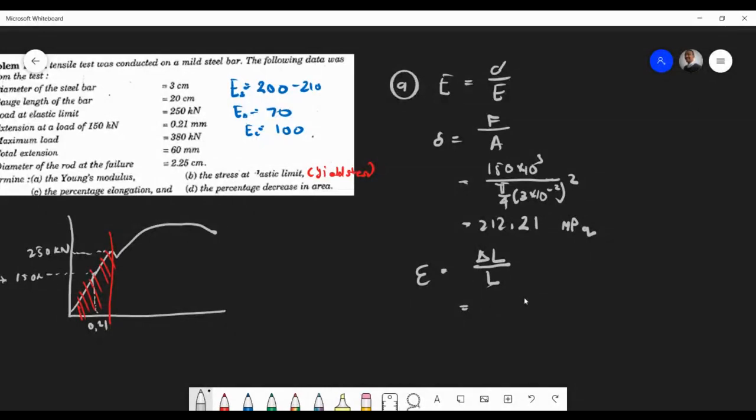We've got a change in length of 0.2, so that's the extension, the change in length, obviously. So that's 0.2 millimeters. And then our initial length was 20 centimeters. So this is going to be 20 times 10 to the power negative 3, and this is going to be 20 times 10 to the negative 2. So the gauge length of the bar is 20 centimeters. Right? Let's get our strain.